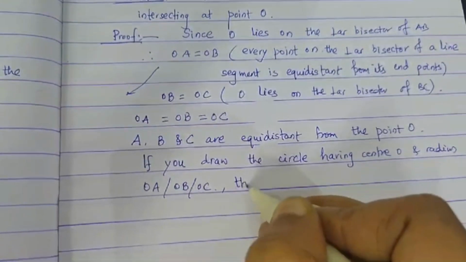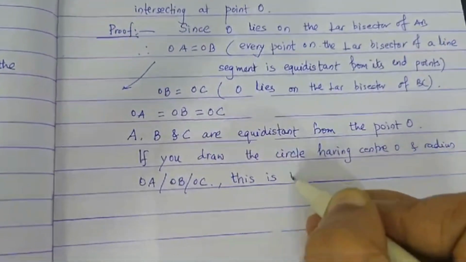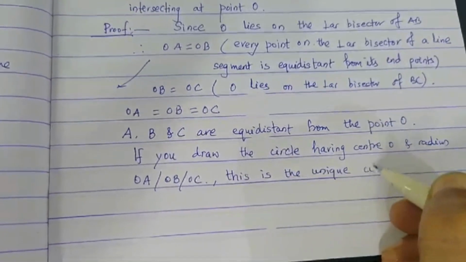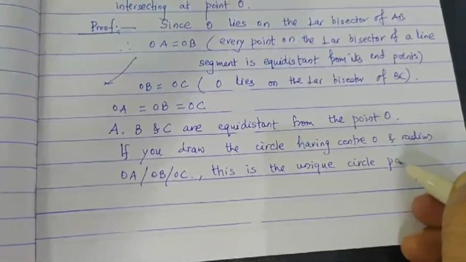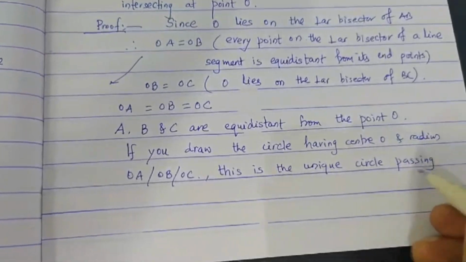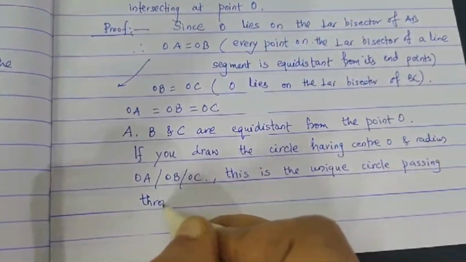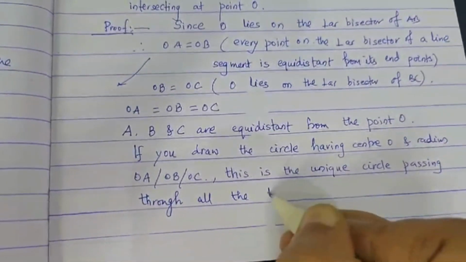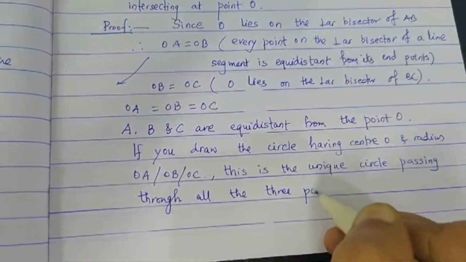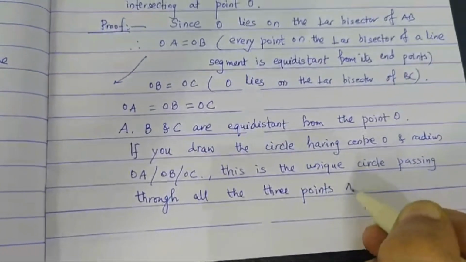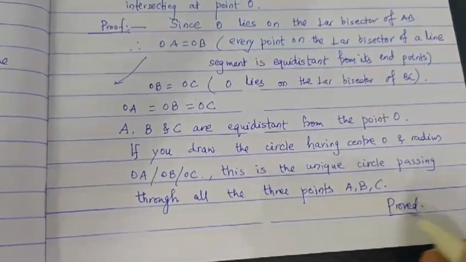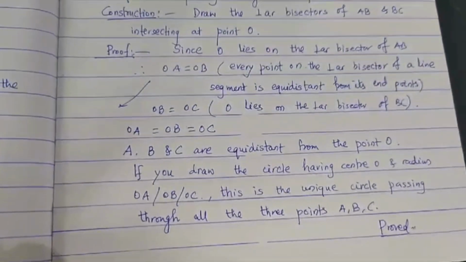So this is the unique circle passing through all the 3 points A, B and C. And this is what we have to prove. So this is proved now.